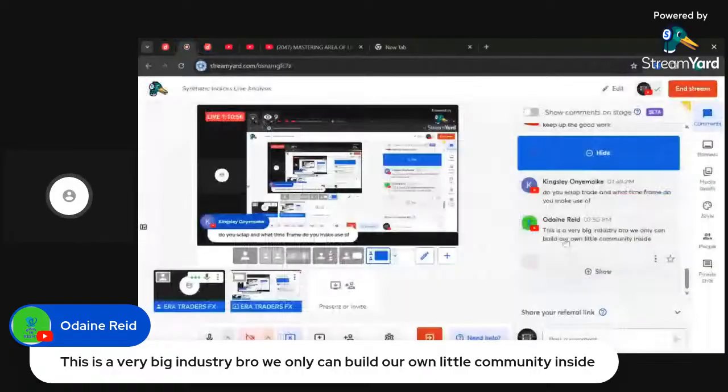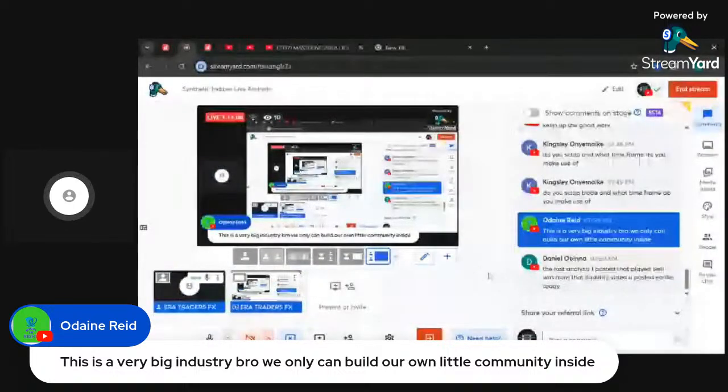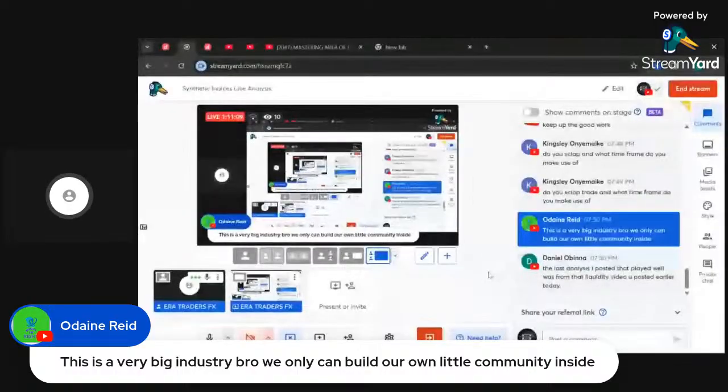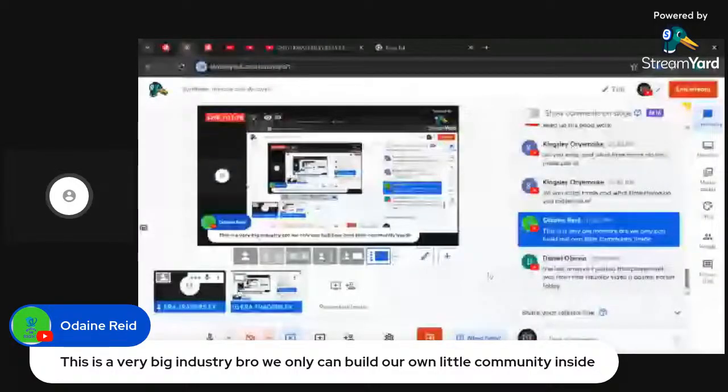This is a very big industry, bro. We can only build our own little community inside. Yeah, I understand. I get you very well. You see, the people that you are celebrating today once started from somewhere. That's one of the things we must know. The people that we're celebrating today, Ejimi started trading in 2007.